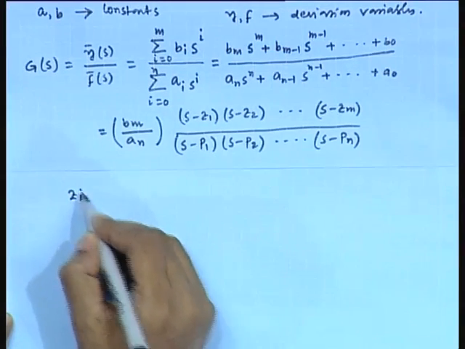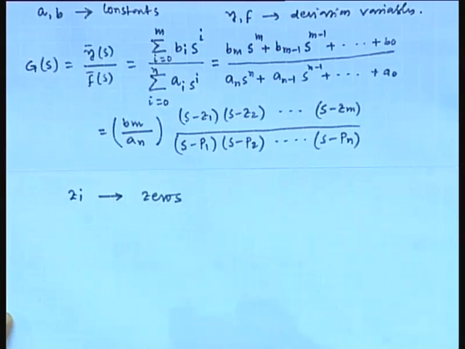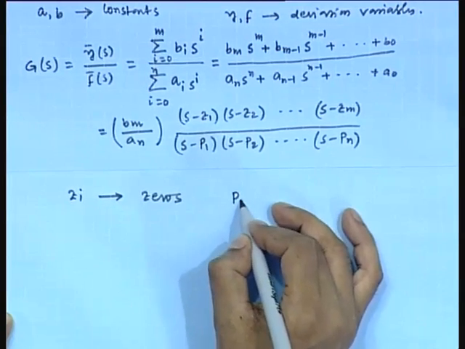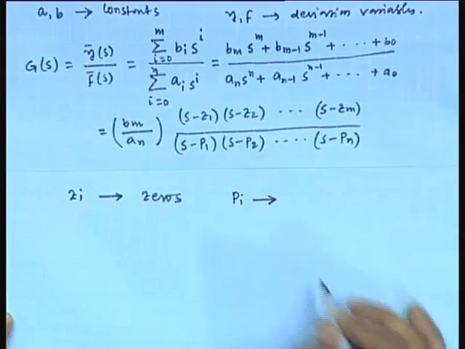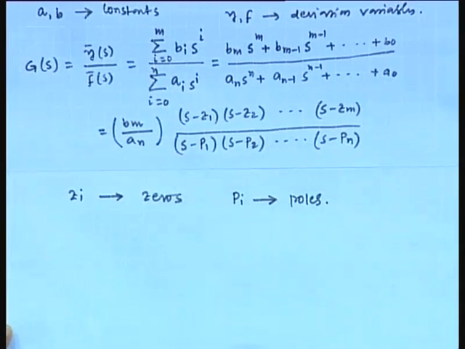z_i denotes the zeros and p_i represents the poles. Fine. Now, what about the order n and m? I mean, n will be greater than m, or equal to m, or less than m.